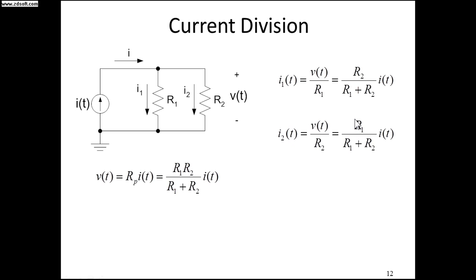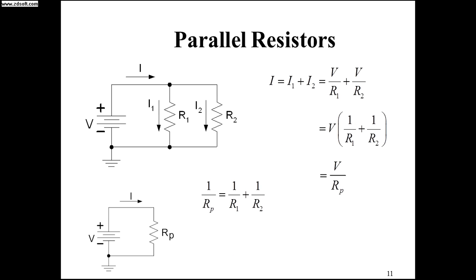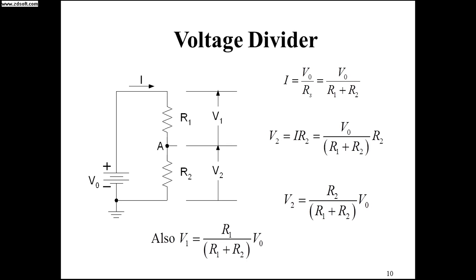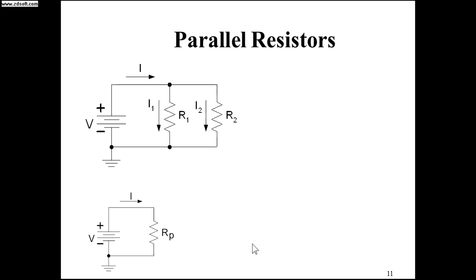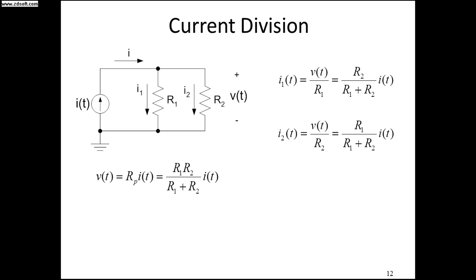In the previous case, in the voltage division rule, V1 is directly proportional to its own resistance. So V1 equals R1 divided by R1 plus R2 into V0. So this is all about the voltage division rule and current division rule. Thank you.